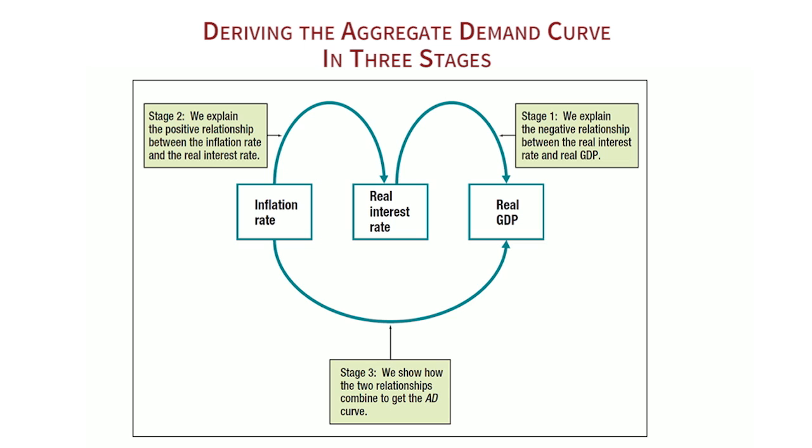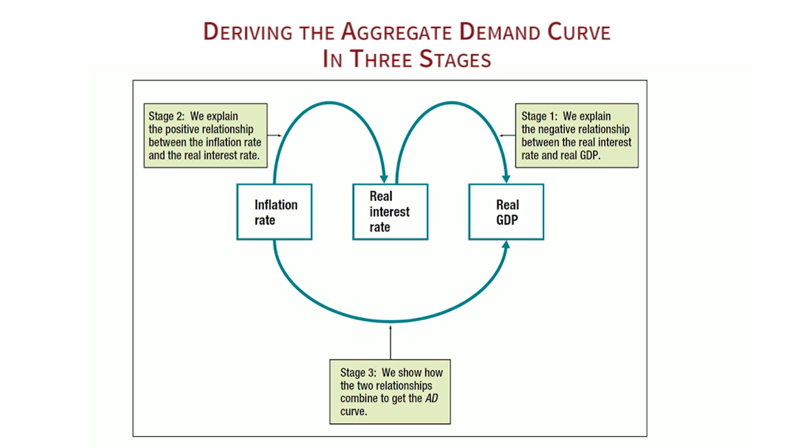To derive the aggregate demand curve, it's useful to think of really three stages in the derivation. Our objective is to look at the relationship between the inflation rate, represented by the box on the far left in this diagram, and real GDP, represented by the box on the far right. There's going to be two stages in our analysis.